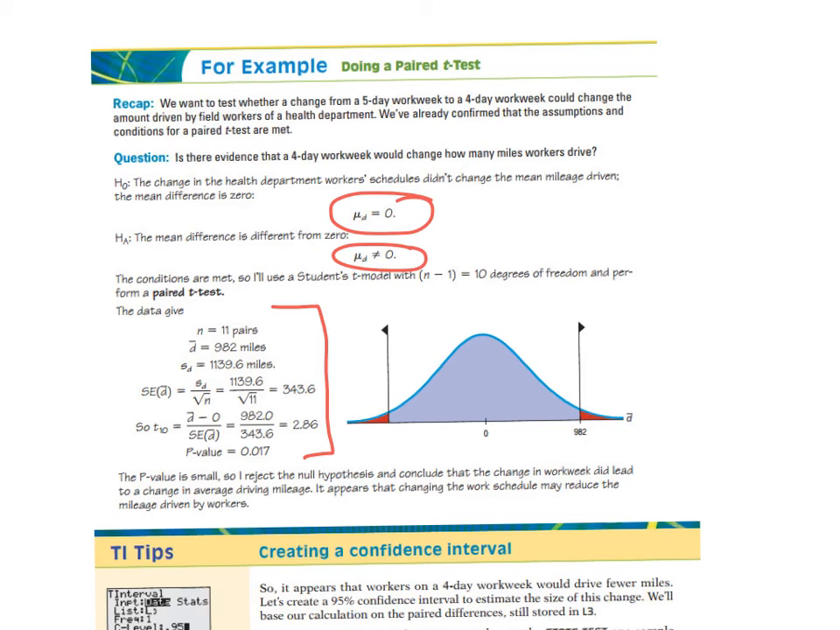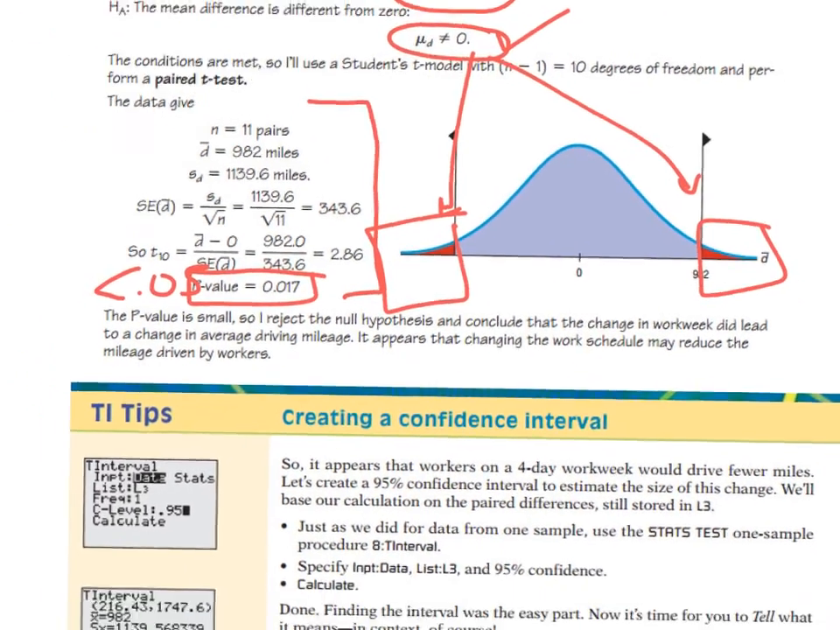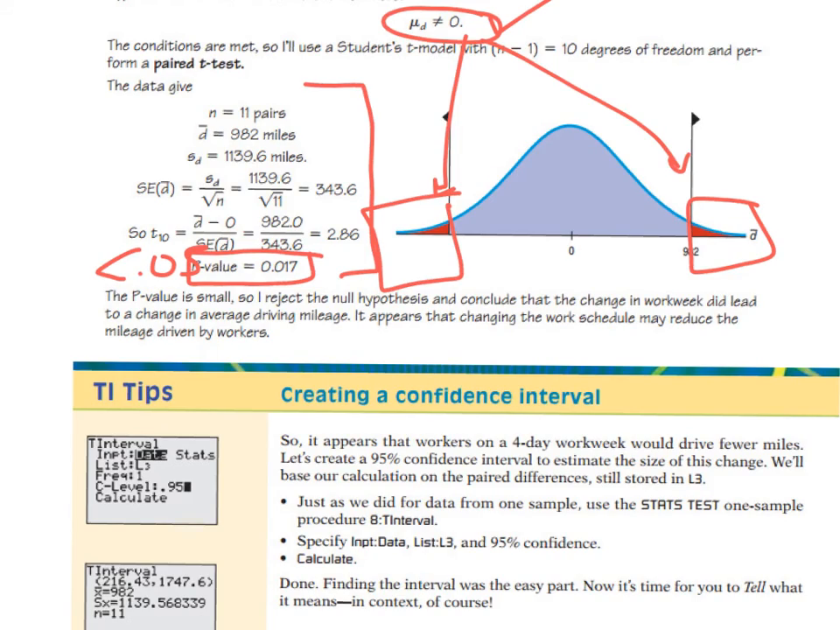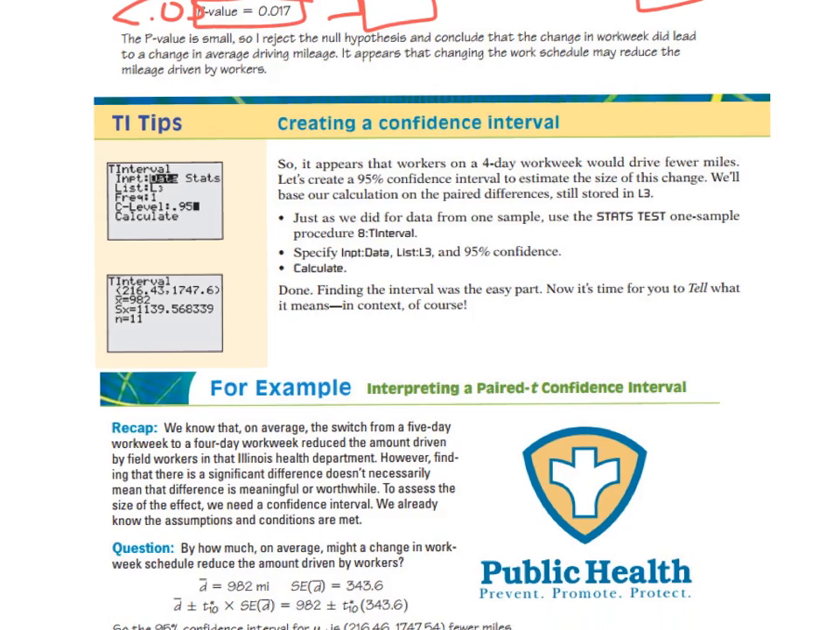But one thing I want to point out is that if you have something where it's not equal to 0, it's called a two-tailed test. Because if it's not equal to 0, it means it could be either greater than or less than. Also a reminder, because this is less than 0.05, you would reject your null hypothesis, which means, check out their conclusion, that the change in the work week did lead to a change in the average driving mileage. So you can't say that one is higher than the other. You could just say that they are different from one day to the next.